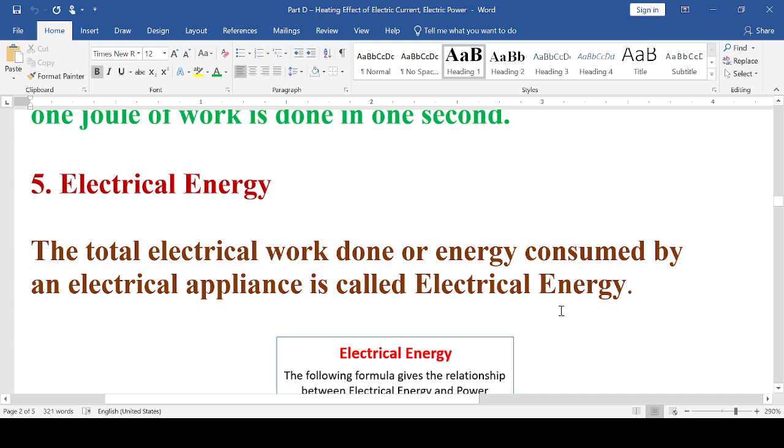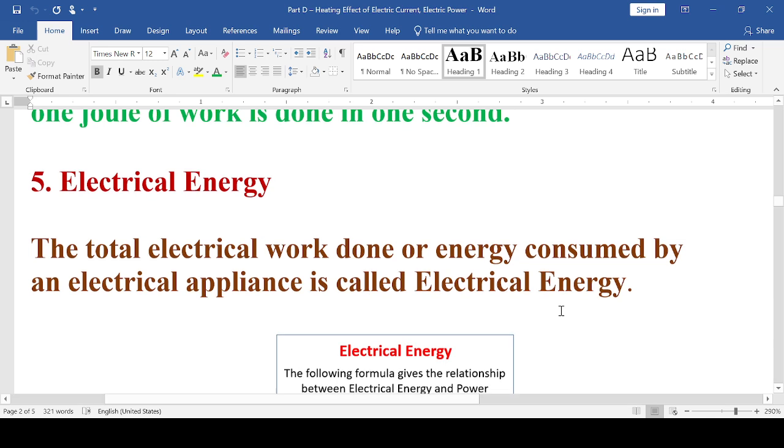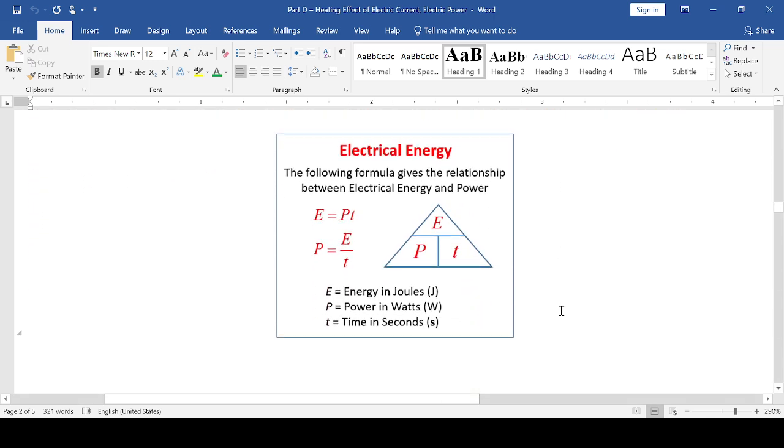Electrical energy is the total electrical work done or energy consumed by electrical appliances. How much electrical energy is being consumed by an electrical appliance is called electrical energy. And the electrical energy is given by the formula E equal to P times T. You can use the magic triangle where E is the energy always in joules, P is power in watts, and T is time in seconds. E equal to P times T, or P equal to E over T, or T equal to E over P.